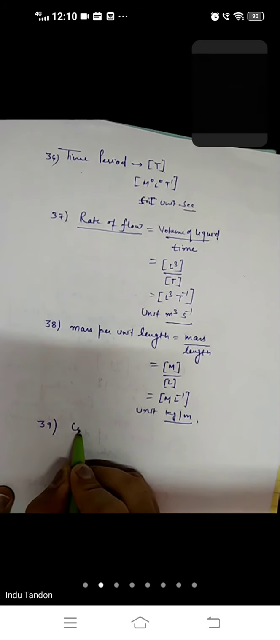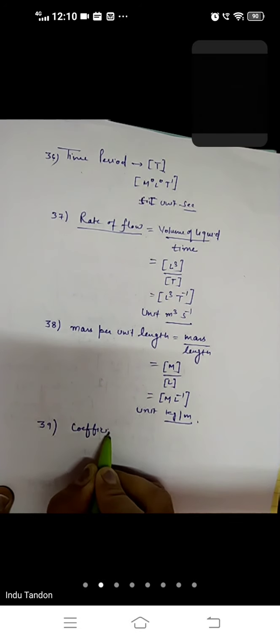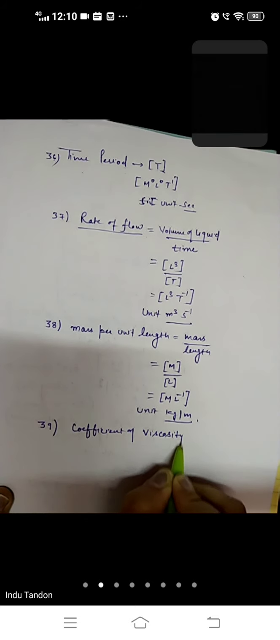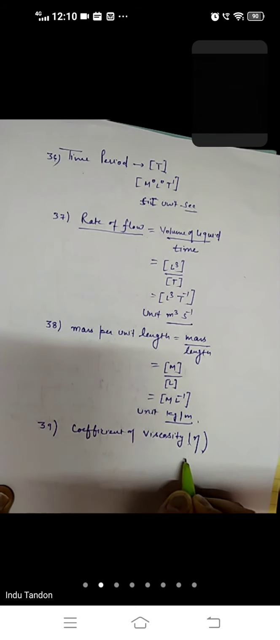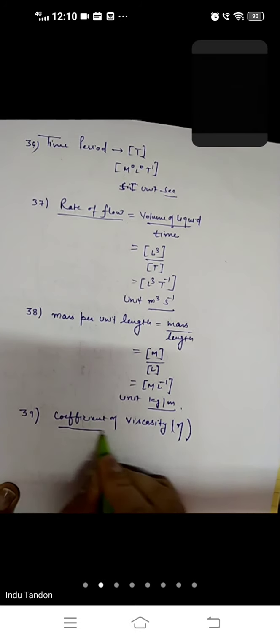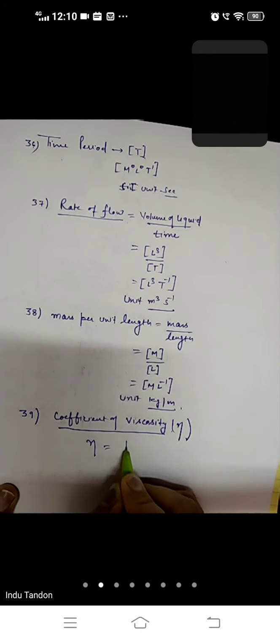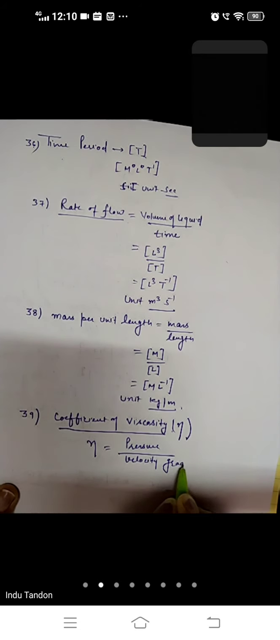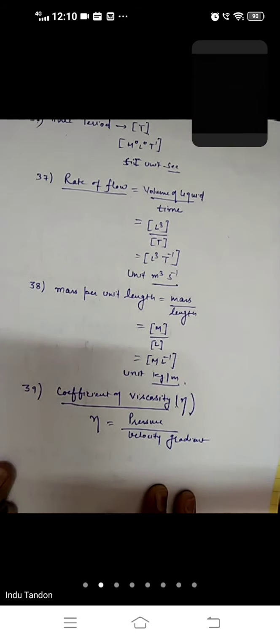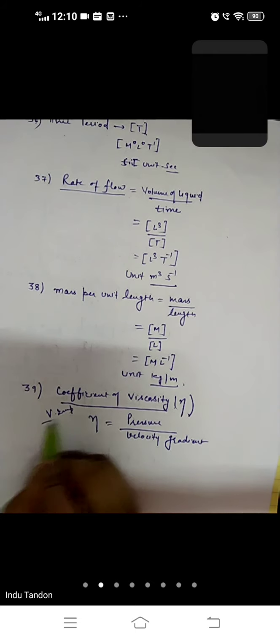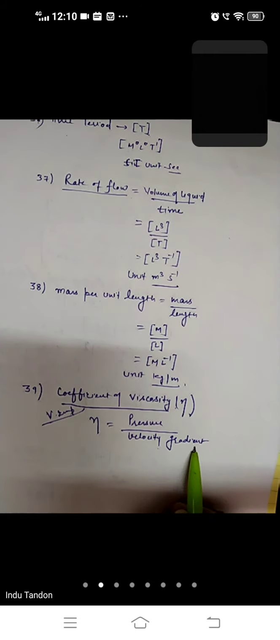coefficient of viscosity, that is eta. This is a new symbol, you elongate the n a little. You will study this in the last unit in fluids. Coefficient of viscosity eta is pressure divided by velocity gradient. You have to learn this formula. Eta is a very important physical quantity for solving numericals.